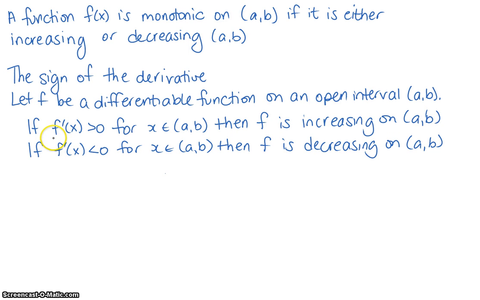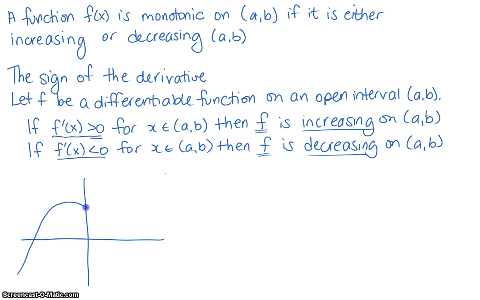So if we look at the derivative of the function, if it's greater than 0, then the original function is going to be increasing on that interval. When the derivative is less than 0, then the original function is going to be decreasing on that interval. Now if you think about it again in terms of looking at a function, here's our critical point. Let's call it C. It's the point where it's going to change.